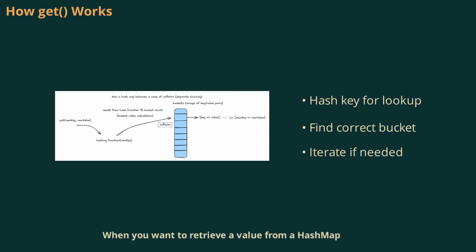When you want to retrieve a value from a hash map, you use the get method with the key. The key is hashed, and the hash value points to the correct bucket. If the bucket contains multiple entries due to collisions, HashMap iterates through them to find the matching key. Once found, it returns the associated value. This process is usually very fast, but can take longer if many collisions occur.